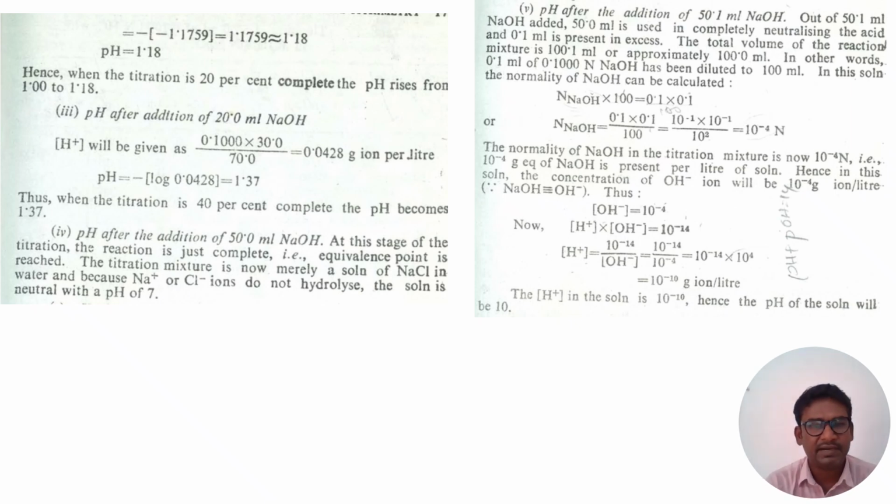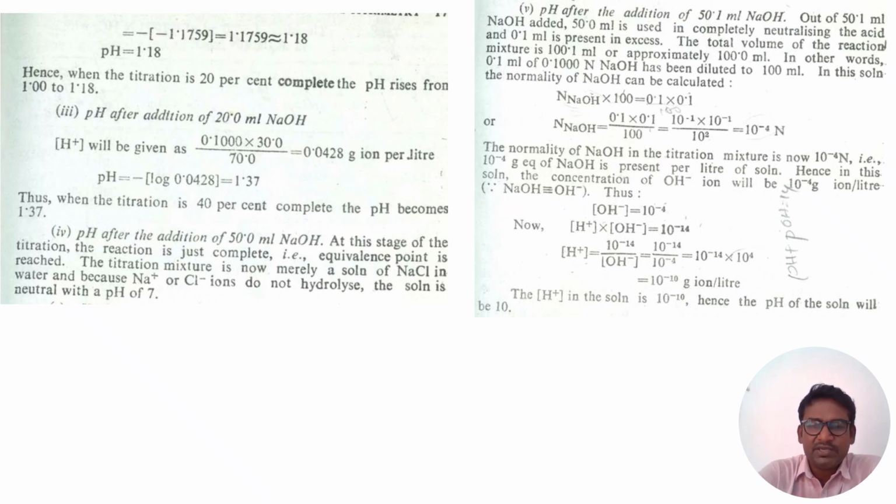0.0428 gram per liter. So what is the formula for pH? pH is equal to negative logarithm of H plus ion. That is, pH is equal to negative logarithm of 0.0428. Now if you calculate the pH, it is going to be 1.37. It's very interesting to note. Now the pH has again risen to 1.37.